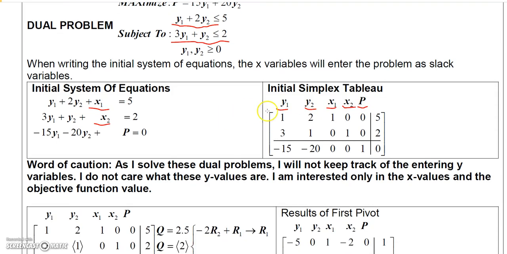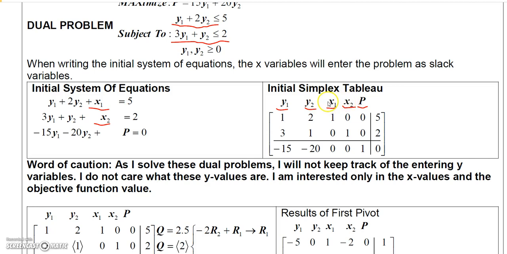Now, unlike before, I'm not going to keep track of my basic and non-basic variables when I solve this problem, because the main reason is I'm not really interested in what the y values are. So I don't really care about what the y values are. What I'm interested in are what these x values are. And it's kind of a clever way.